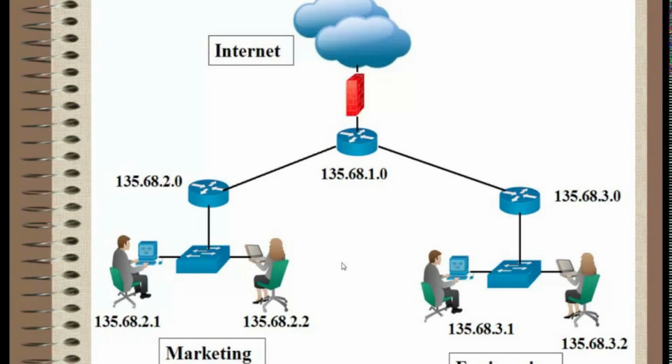Class B has subnet mask 255.255.0.0. It starts at 128.0.0.0, and the range closes at 191.255.255.255. It connects about 65,000 computers. Class C has subnet mask 255.255.255.0. It starts at 192.0.0.0 and goes up to 223.255.255.255. It is connecting only 254 systems.